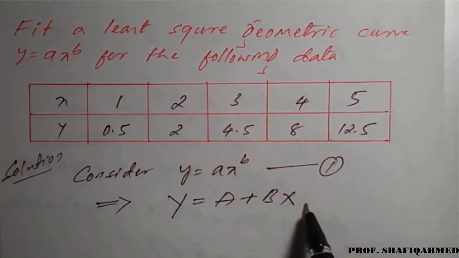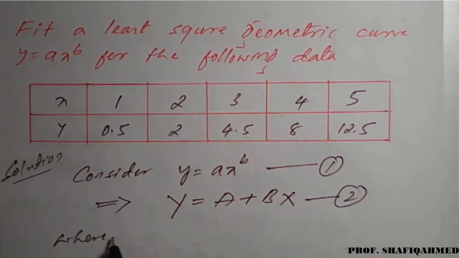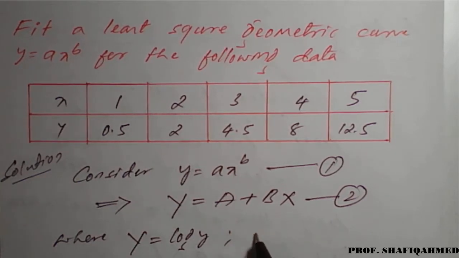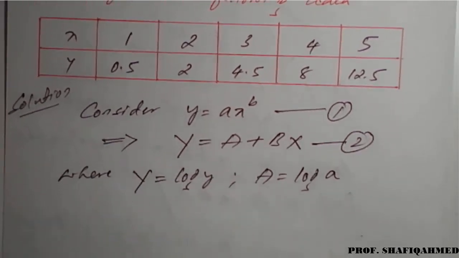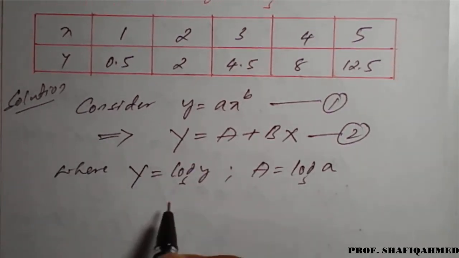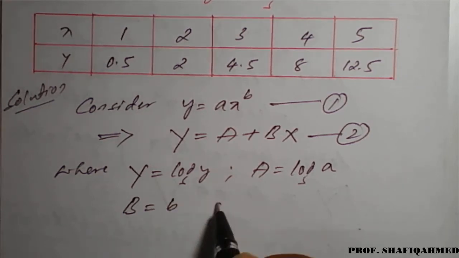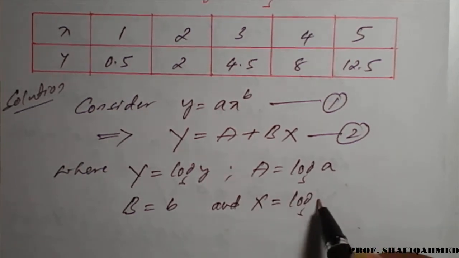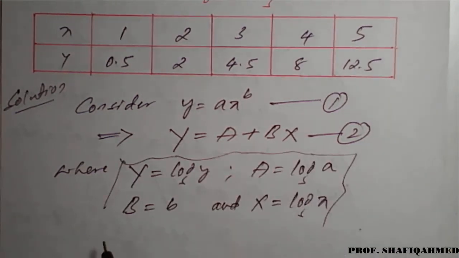Then this is my equation number 2, where capital Y is nothing but log of small y, capital A is nothing but log of small a, capital B is nothing but small b, and capital X is equal to log of small x. You have to remember this. This is very, very important.